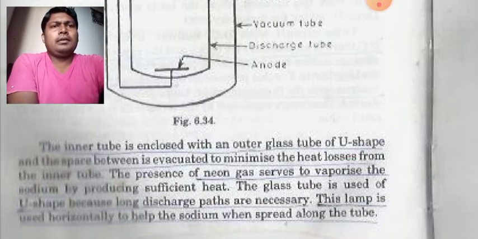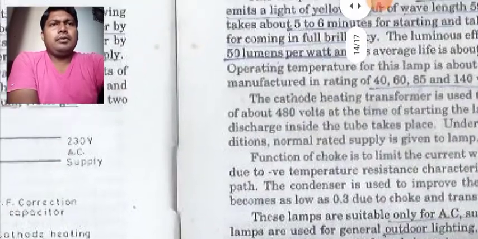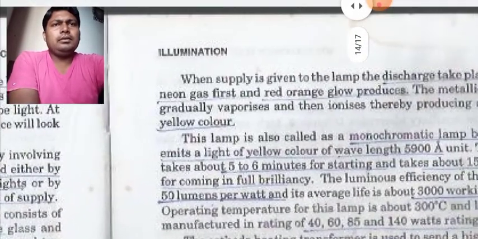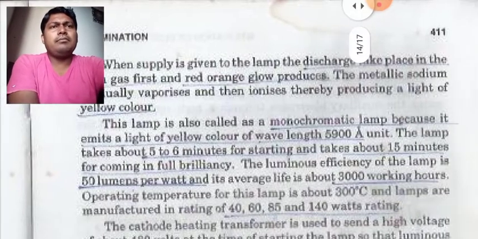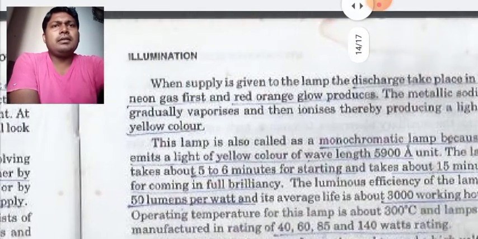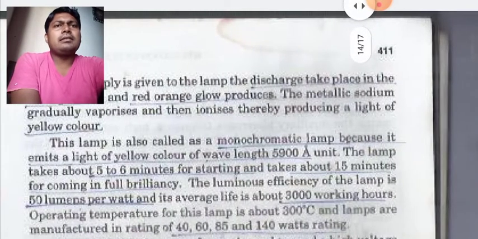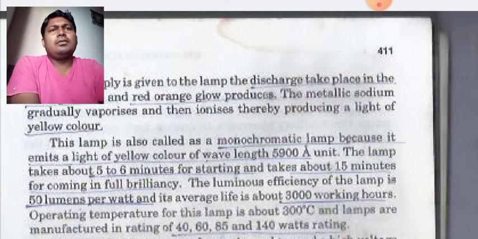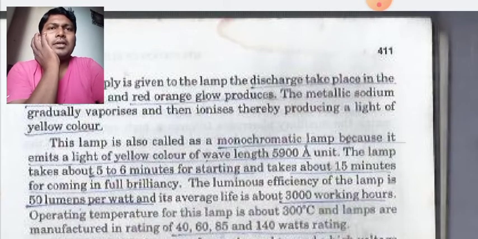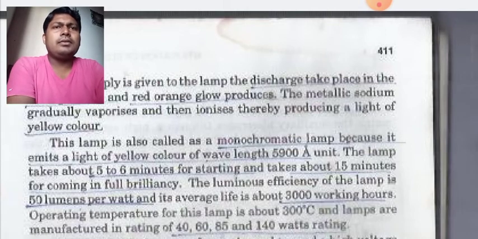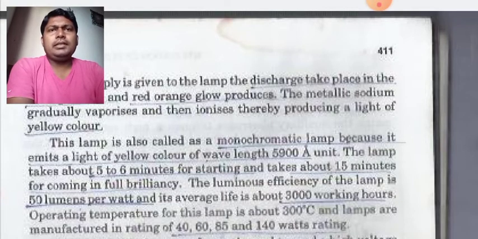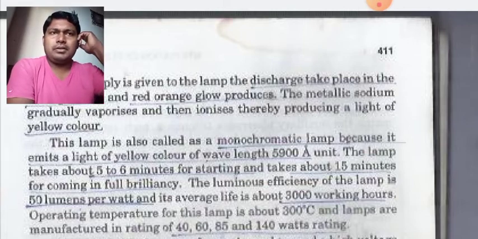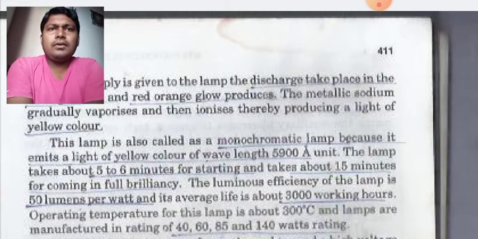Now again, when the supply is given to this lamp, the discharge takes place in the neon gas first, and a red orange glow is produced. After the discharge takes place, the metallic sodium gradually vaporizes and then ionizes, thereby producing light of yellow color. This lamp is also called a monochromatic lamp because it emits light of yellow color of wavelength 5900 Angstrom.